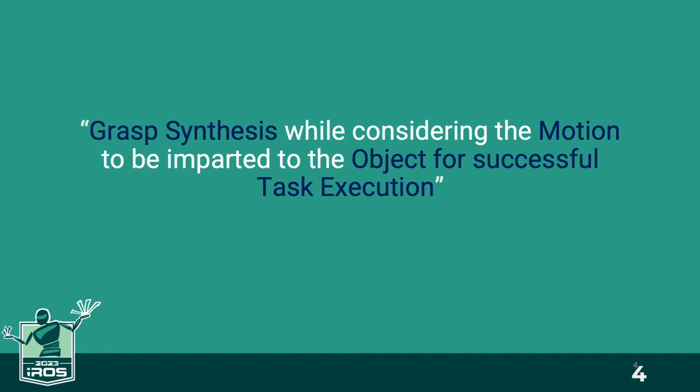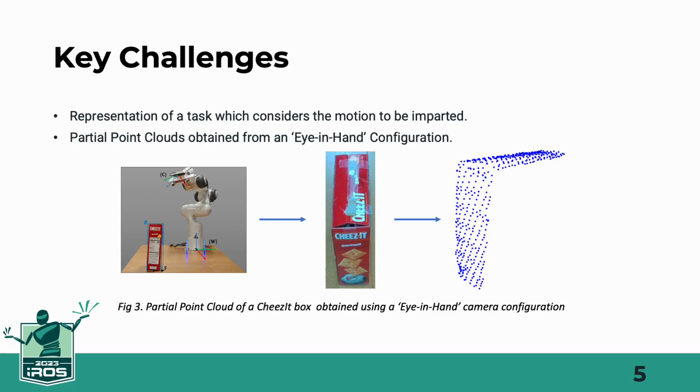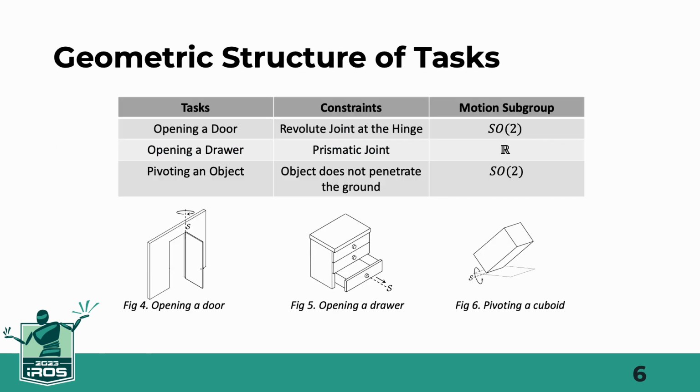Therefore, our goal is to perform grasp synthesis while considering the motion to be imparted to the object for successful task execution. The first key challenge is to use a mathematical representation of a task which considers the motion to be imparted. The second challenge is that since environments are not engineered for robots, we may only have partial view of the object while grasping. For example, with the eye-in-hand configuration, we have a partial view due to self-occlusion, so we only obtain a partial point cloud. Now let us look at the geometric structure of a few common tasks.